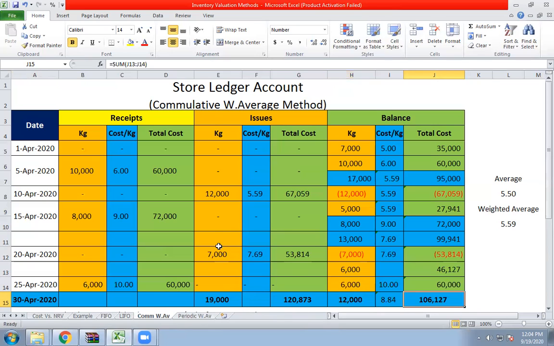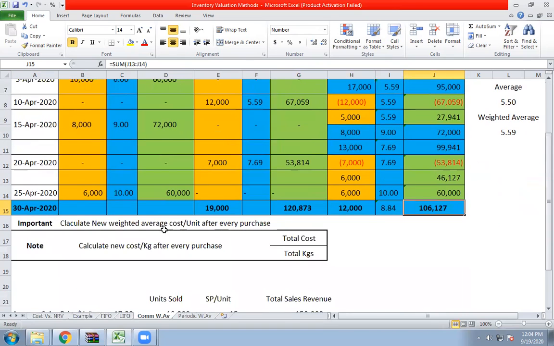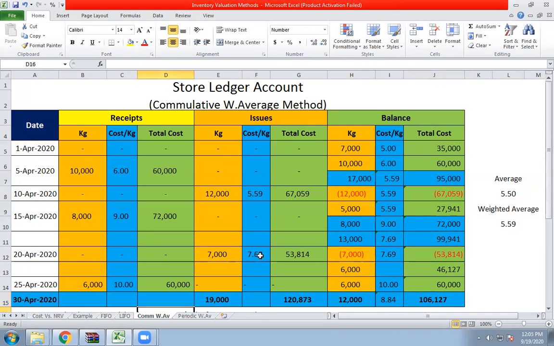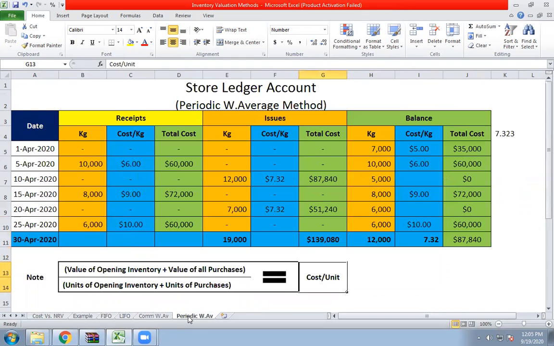So this is cumulative weighted average. The key point in this method is you have to calculate a new purchase cost, a new cost per kg after every purchase, and then issue next material at that cost. The same way we will calculate the value of the closing inventory. Now next, moving forward to periodic weighted average.